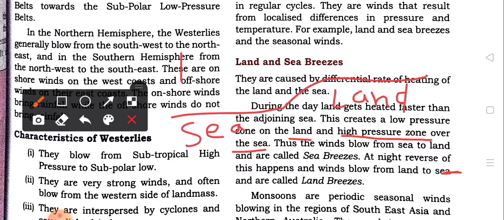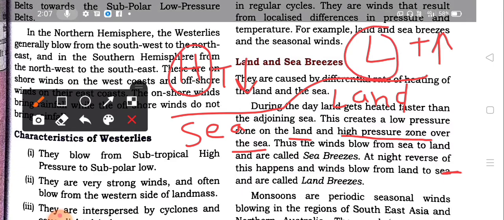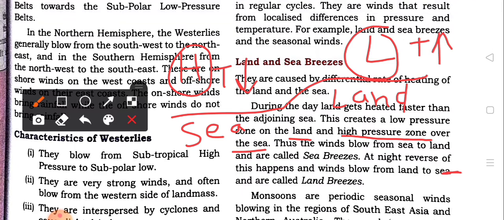Here prevails the high pressure and here prevails the low pressure. As the temperature is high on the land, here prevails the low pressure, and in the sea the temperature is low, so here prevails the high pressure. So the wind always blows from high to low. That means the wind goes from the sea to the land. So this wind is known as sea breeze.